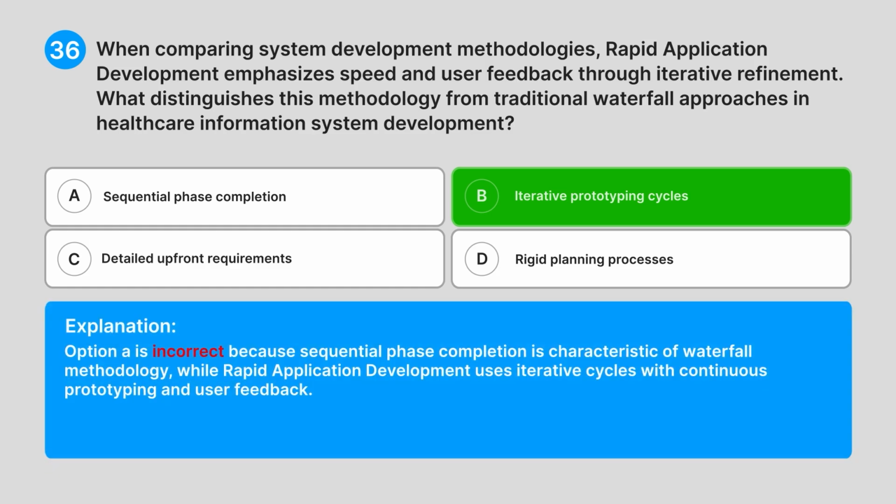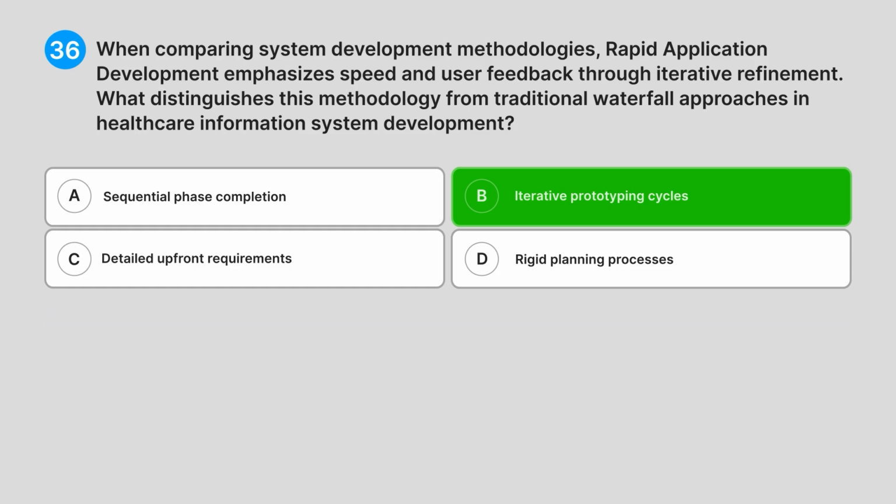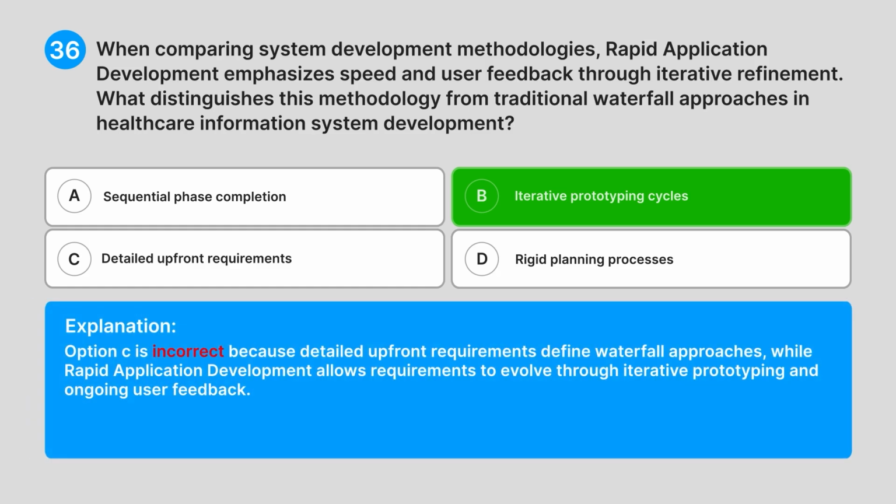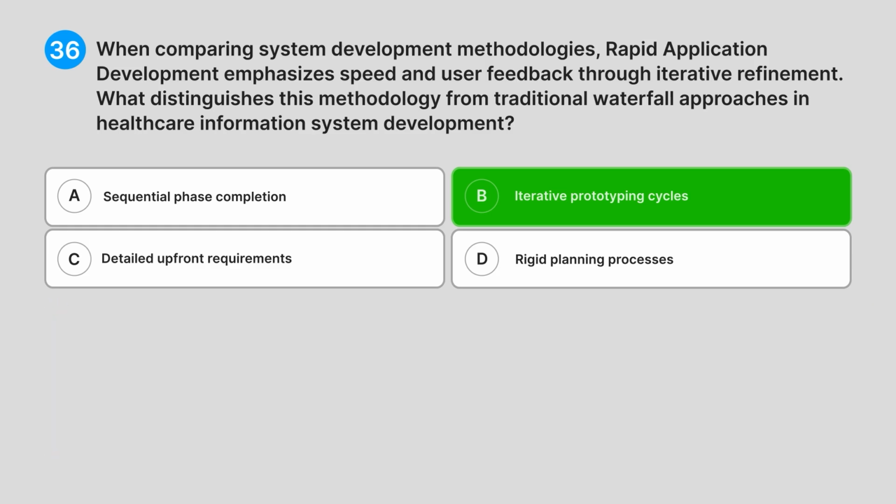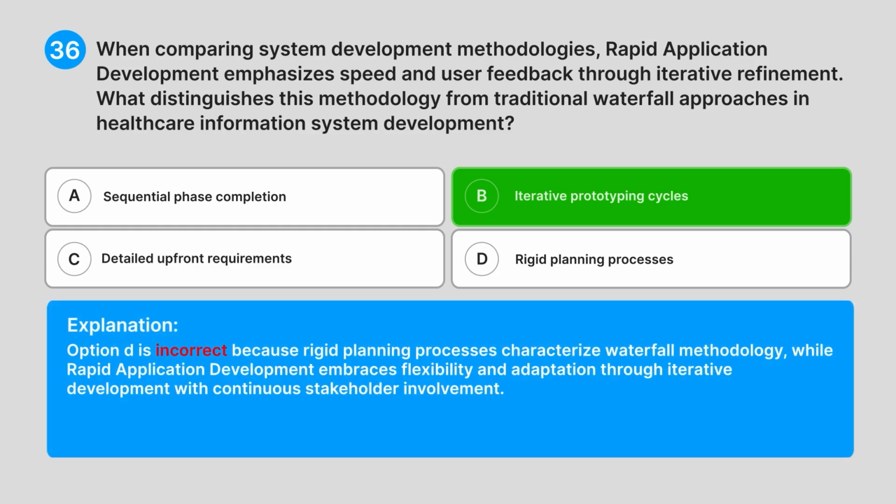Option A is incorrect because sequential phase completion is characteristic of waterfall methodology, while rapid application development uses iterative cycles with continuous prototyping and user feedback. Option C is incorrect because detailed upfront requirements define waterfall approaches, while rapid application development allows requirements to evolve through iterative prototyping and ongoing user feedback. Option D is incorrect because rigid planning processes characterize waterfall methodology, while rapid application development embraces flexibility and adaptation through iterative development with continuous stakeholder involvement.